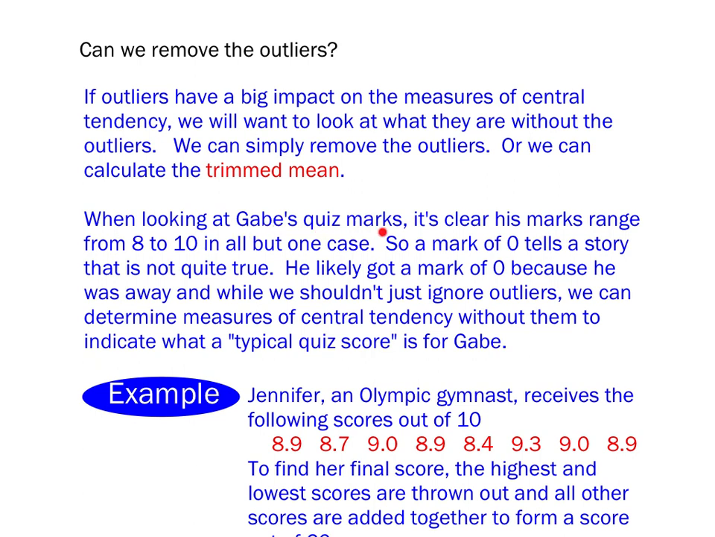When looking at Gabe's quiz marks, it's clear his marks range from 8 to 10 in all but one case. So a mark of 0 tells a story that is not quite true. He likely got a mark of 0 because he was away, and while we shouldn't just ignore outliers, we can determine measures of central tendency without them to indicate what a typical quiz score is for Gabe.